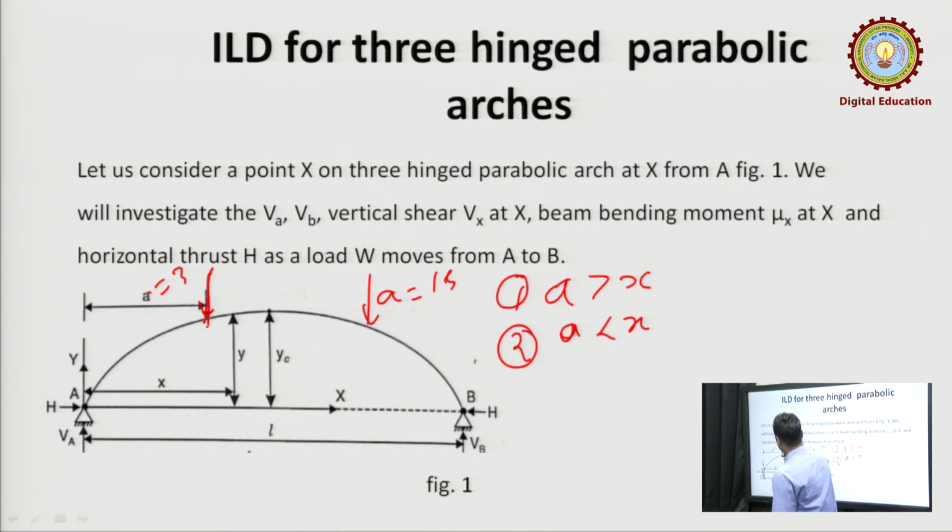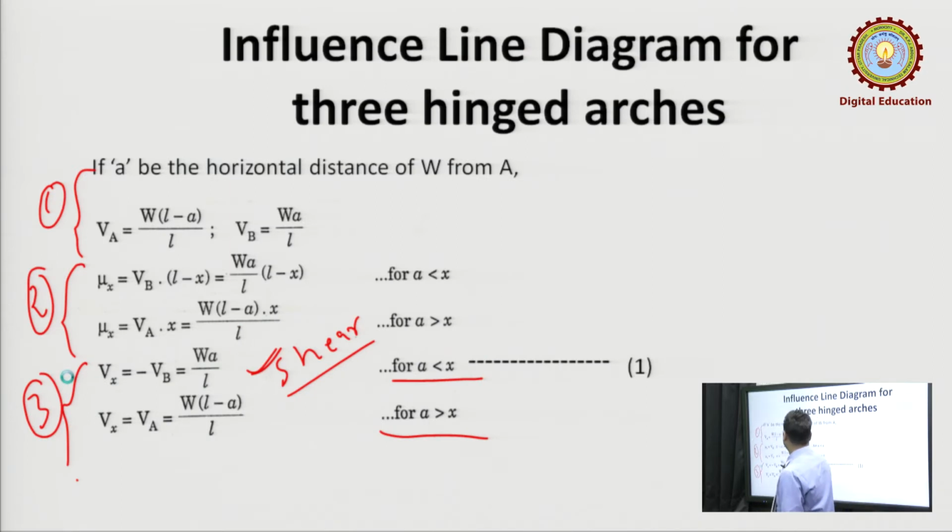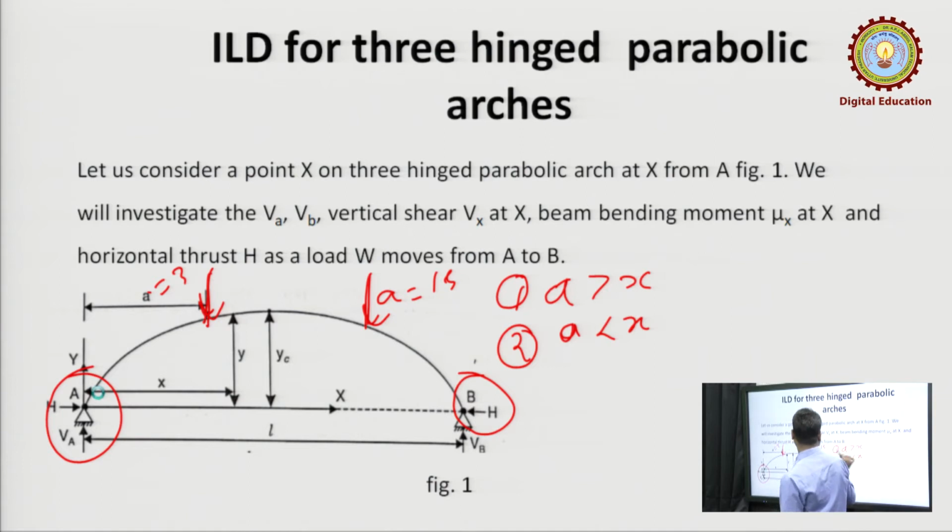When your load is here, we were taking moment from B, and when your load was here, we were taking moment from A. Similarly, the same procedure we are going to follow here. You can see that in the equation, when A is less than x, Vx equal to minus Vb. A is less than x, telling us Vx equal to minus Vb.